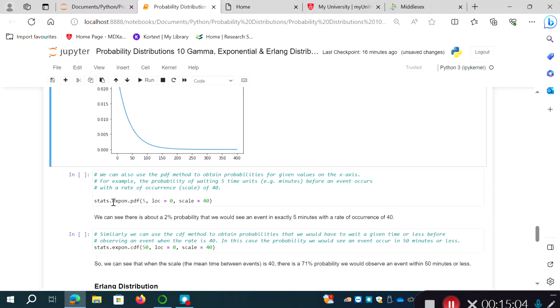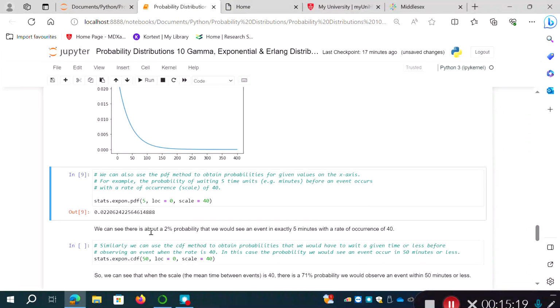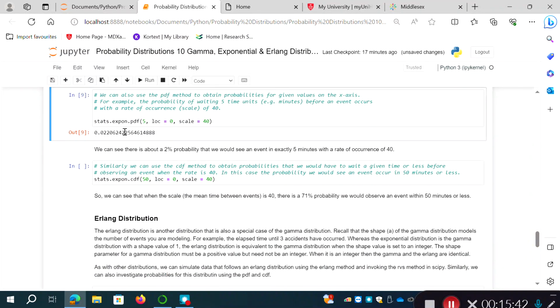So if we use stats.expon.pdf, say the probability of waiting 5 time units with a loc of 0 and a scale of 40. And if I run this, if we round it to 2 decimal places, we get a probability of 0.02. So about a 2% probability that we would see an event in exactly 5 minutes with a rate of occurrence of 40. I'm assuming we would likely see more because the rate of occurrence is 40 per time unit normally. It's quite rare to see just one, I imagine.